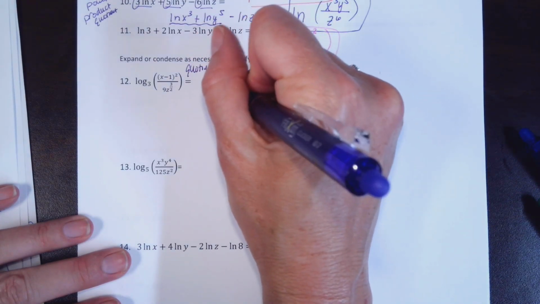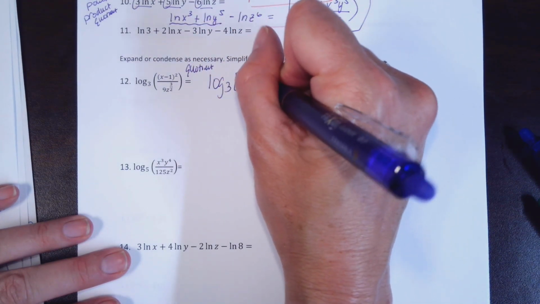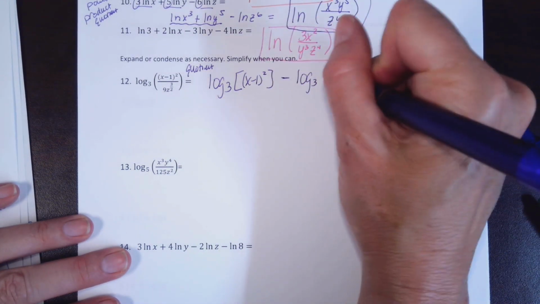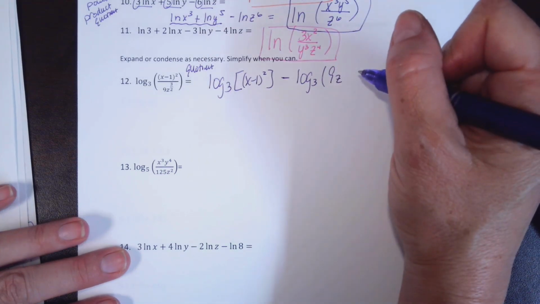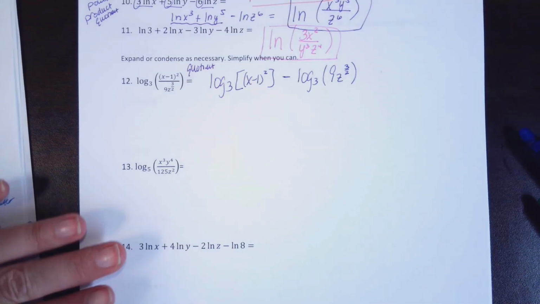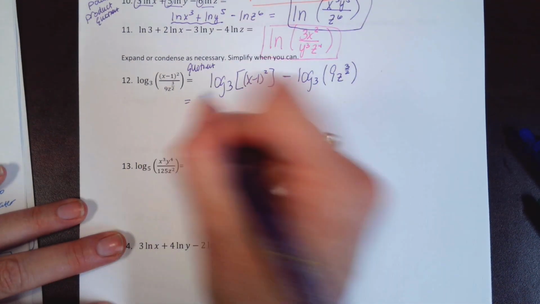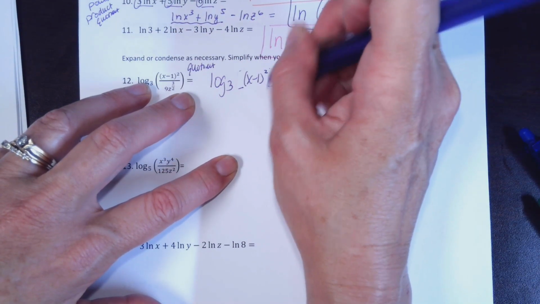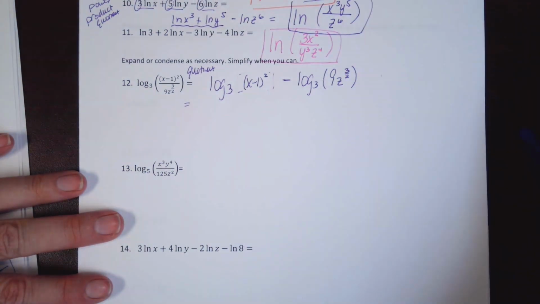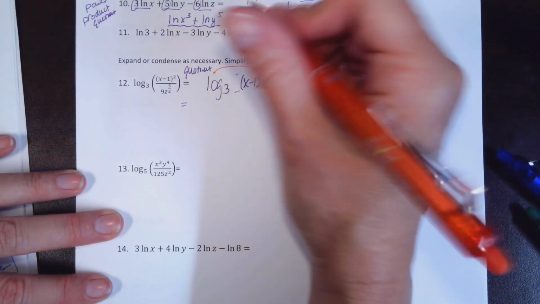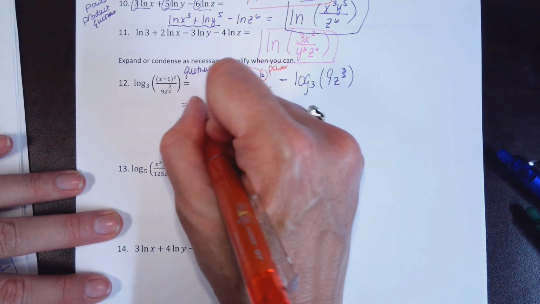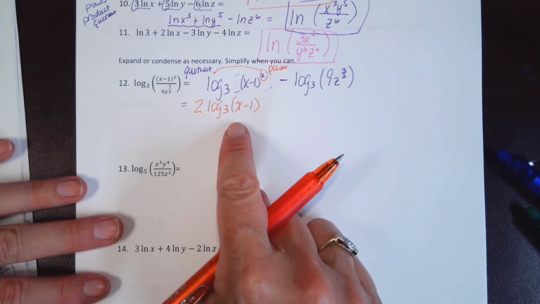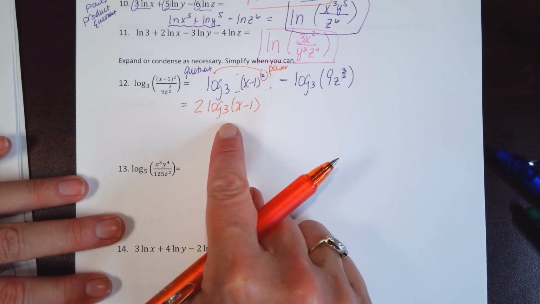And I'm going to say, okay, log base 3, and then my numerator is x minus 1 squared. And then minus log base 3, my denominator has 9z to the 3/2 power. So next step, my numerator, I guess I didn't really need those square brackets. This log base 3, I can apply my power rule there. So I get 2 times log base 3 of x minus 1. Now, subtraction in that argument, I don't have a rule for that. So there's nothing else I can do here.